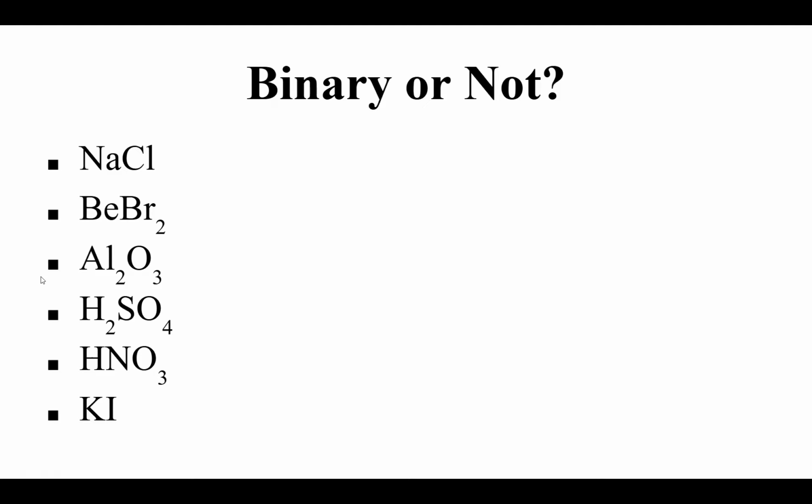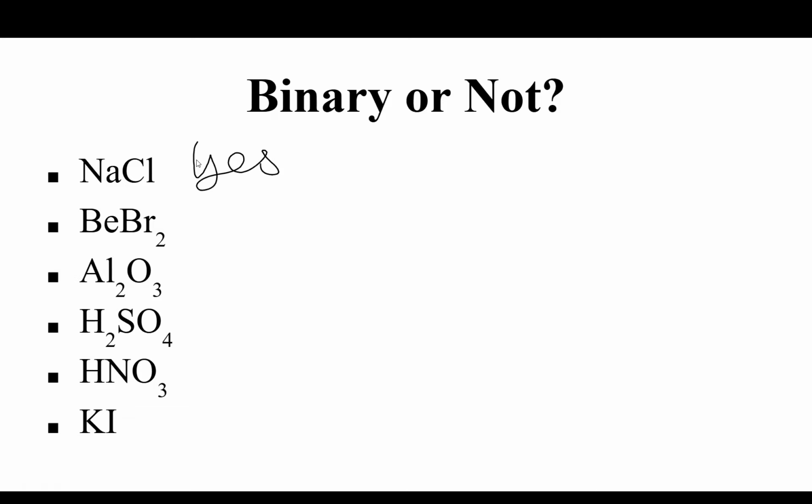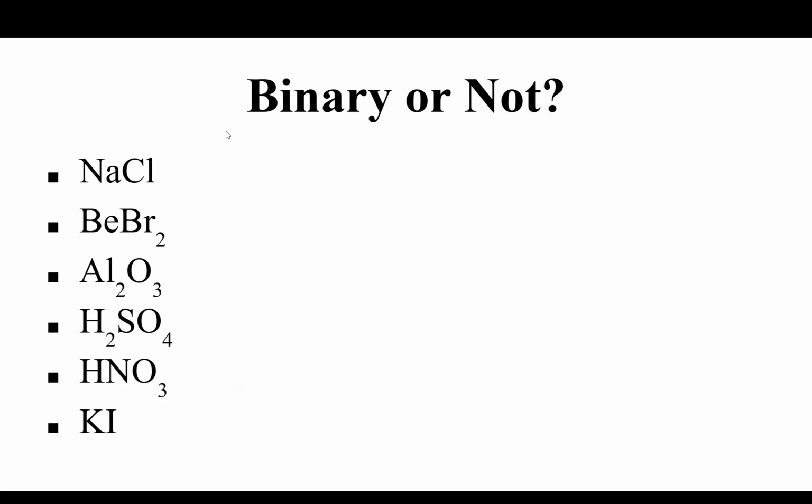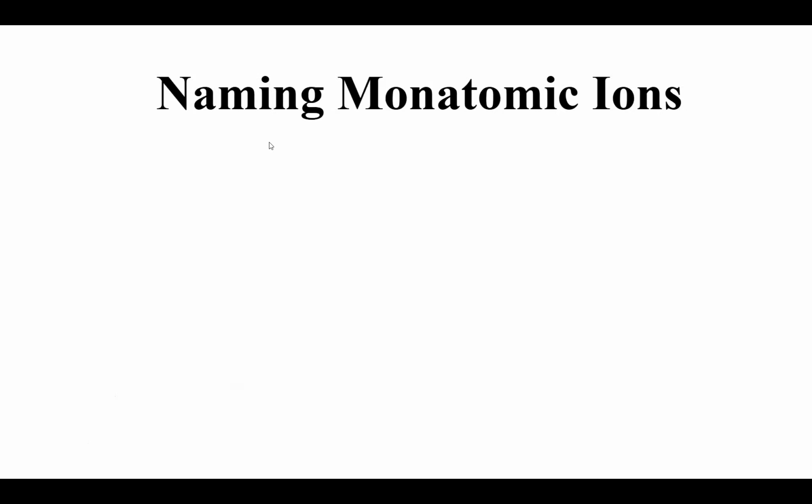All right. So sodium chloride, this is yes, it is binary. There are just two different types. Beryllium bromide, that's also a yes. There are just two different types. Aluminum oxide, yes. Sulfuric acid is a no. There are three different elements in there. Nitric acid is a no. Potassium iodide is a yes. If there are only two different types in there, it's binary. If there are more than two different types, it's incorrect.